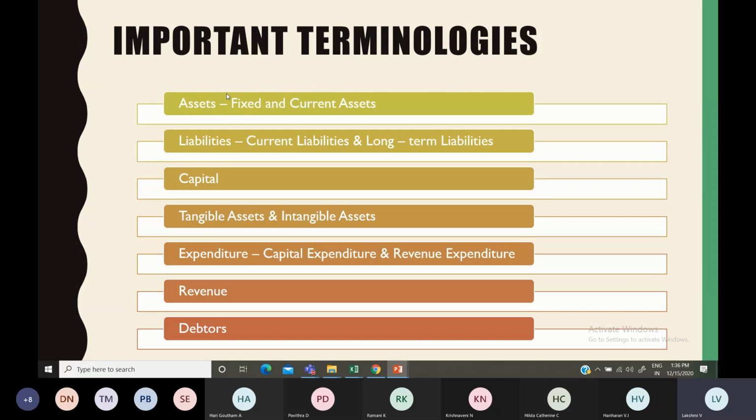Fixed assets are long term in nature; their benefit is spread over a period of time. Whereas current assets you can convert into cash immediately, so you'll be holding them for less than 1 year. Fixed asset examples are your plant and machinery, land and building, furniture, etc. And your current assets will be your cash, bank balance, debtors, bills receivable, and stock or the inventory. Some short-term investments also can be considered as current assets.